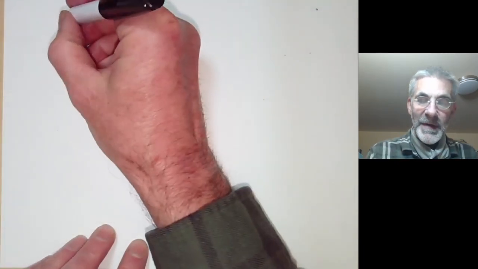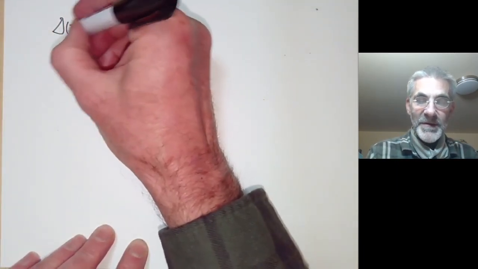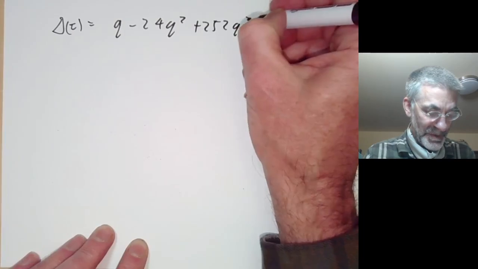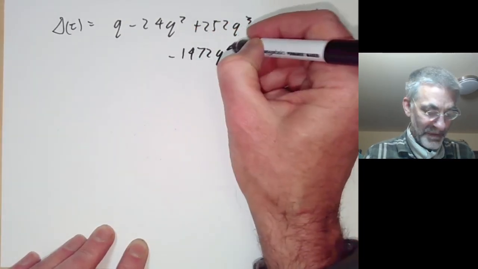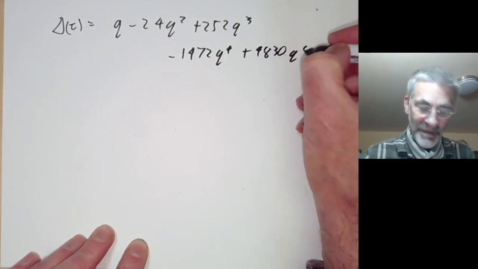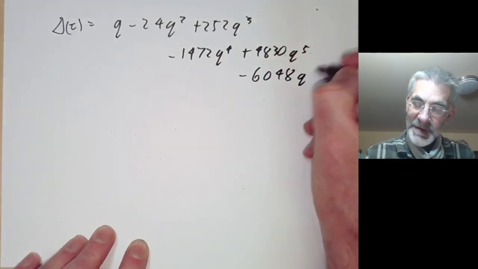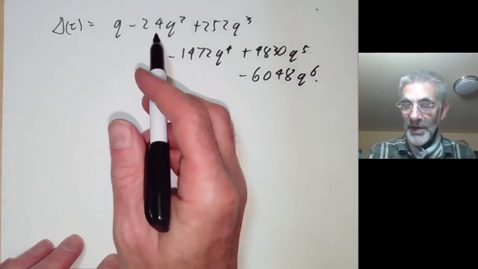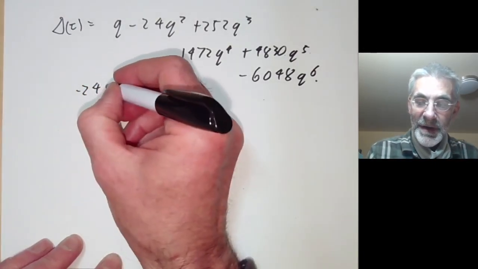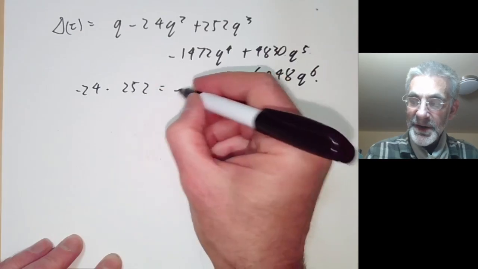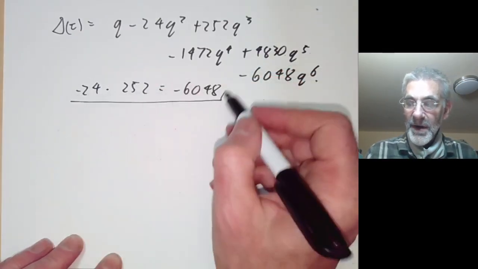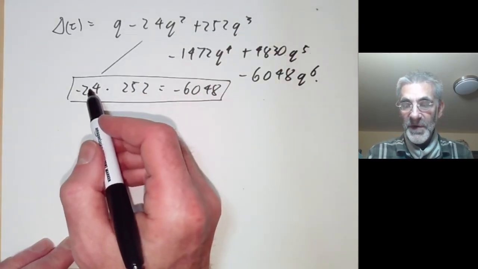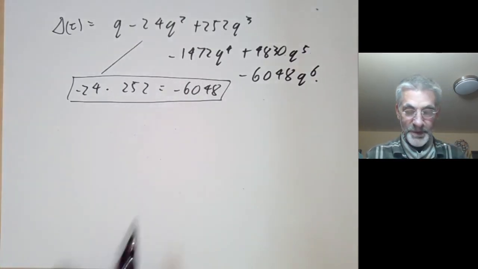So let's write out the expansion of delta. Delta of tau is equal to q minus 24 q squared plus 252 q cubed minus 1472 q to the 4 plus 4830 q to the 5 minus 6048 q to the 6. You probably haven't noticed that minus 24 times 252 is equal to minus 6048. So there are some slightly unexpected relations between the coefficients. These are the coefficients of q squared, q cubed, and q to the 6.